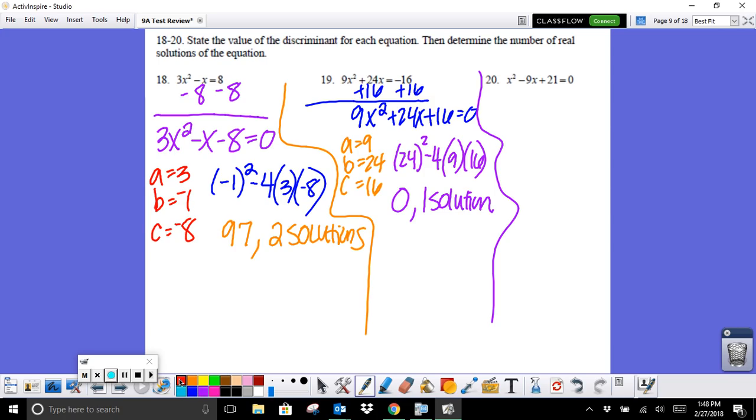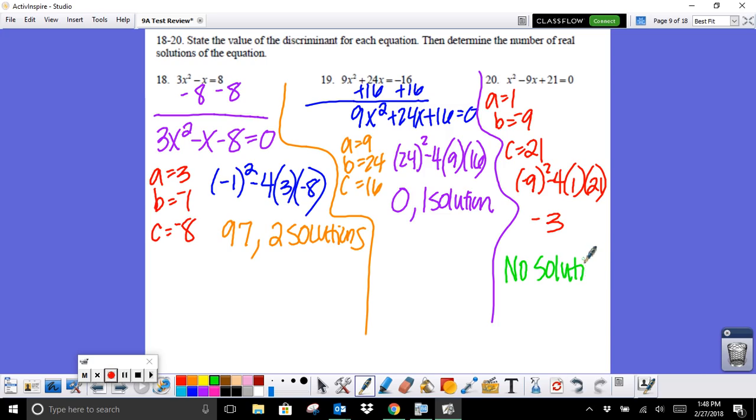All right, number 20. This is all equal to 0, so my a is 1, b is negative 9, c is 21. So b squared, that's going to be negative 9 squared minus 4 times 1 times 21. If I type this in the calculator, I get negative 3. Think about the quadratic formula. If my discriminant is negative 3, I can't take the square root of a negative number, which means my solution would be no solution.